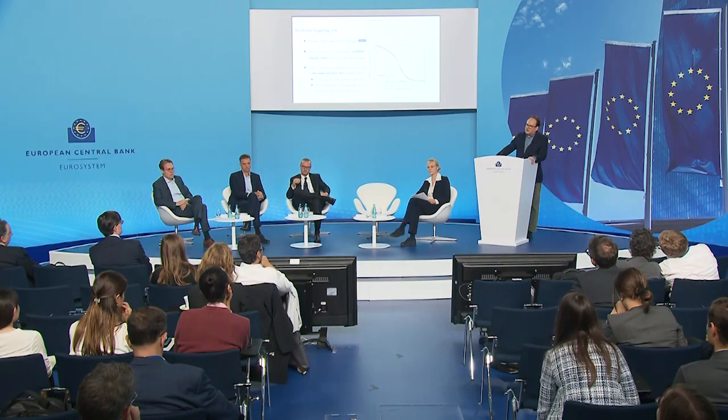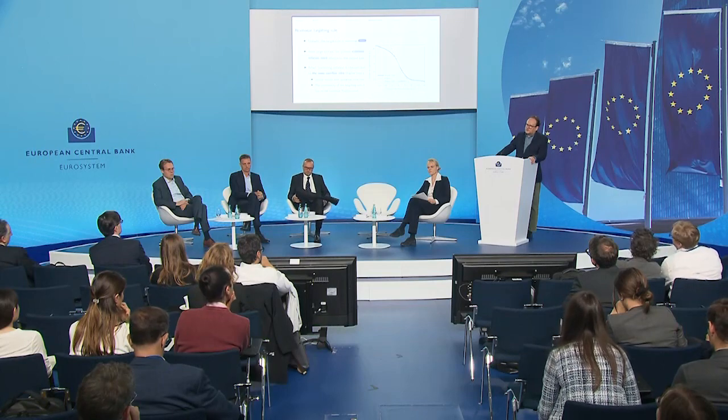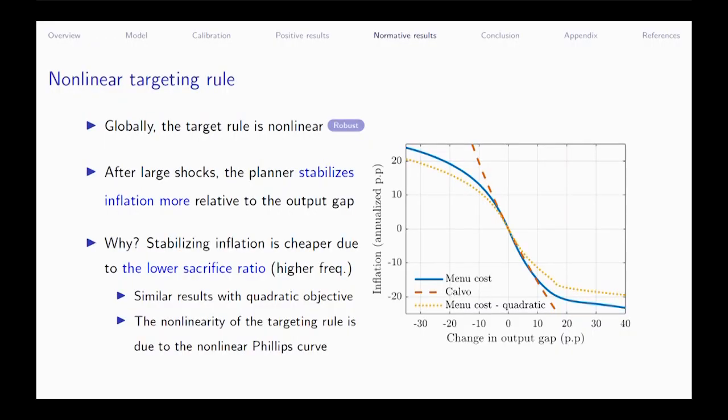But we are interested in large shocks, and therefore we characterize globally the targeting rule by showing this scatter plot of inflation and changes in the output gap in this space, by the blue line compared to the dashed red line. And you see that globally the targeting rule is very nonlinear. And in particular, after large shocks, the planner stabilizes inflation a lot more relative to the output gap. And this is what we call the strike while it's hot.